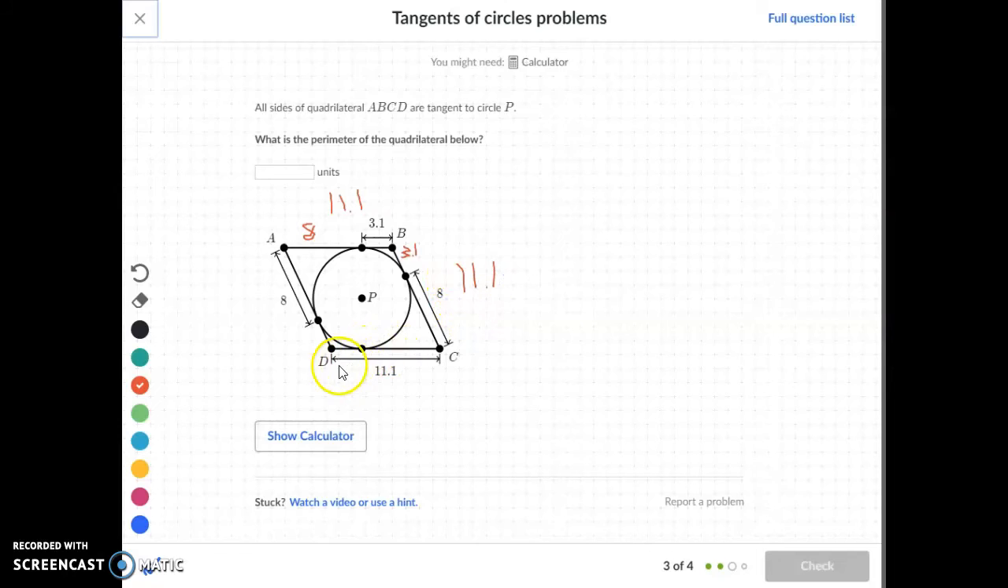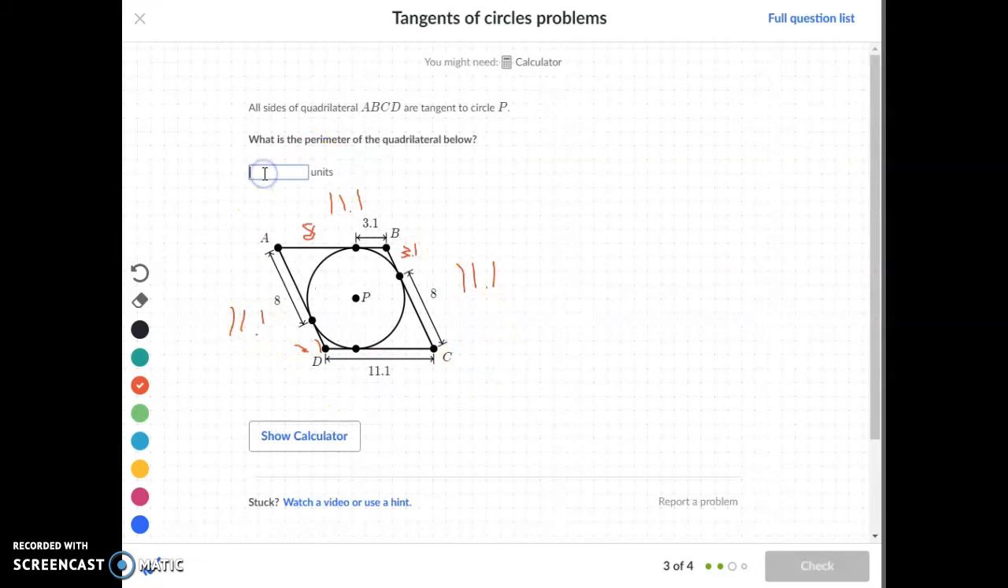And we know this length from D to C is 11.1, and we also know that from A to D is going to end up being 11.1 with these equidistant shapes. So to find the perimeter, we add all the sides up, and we would get 44.4.